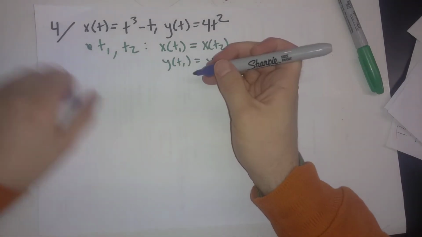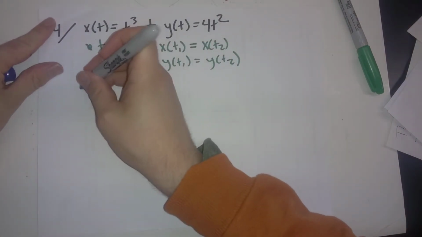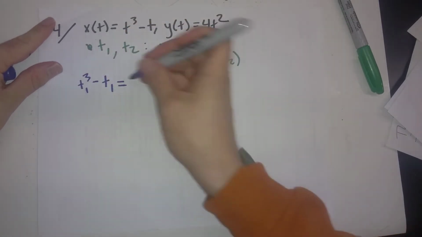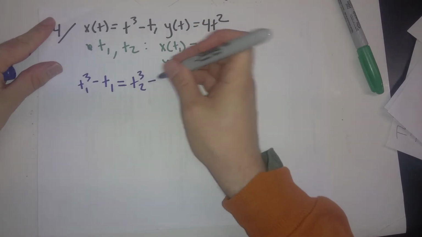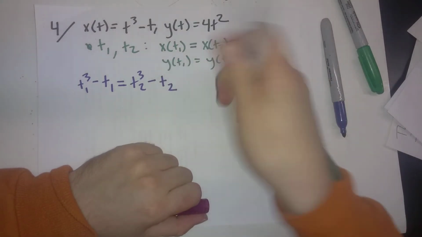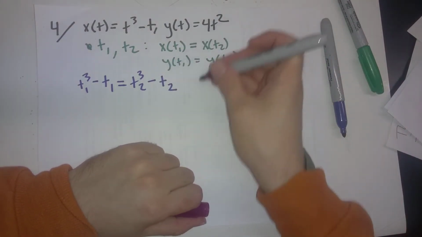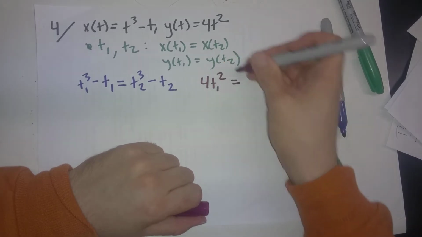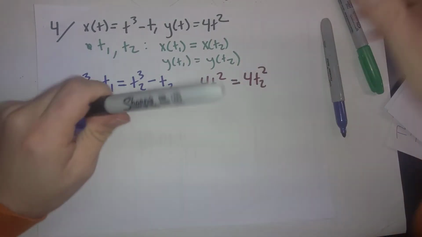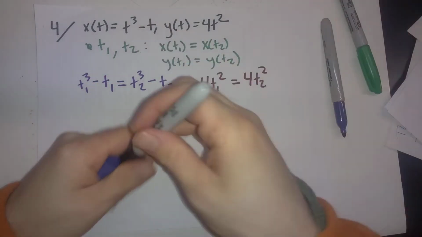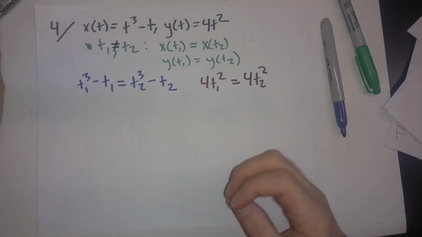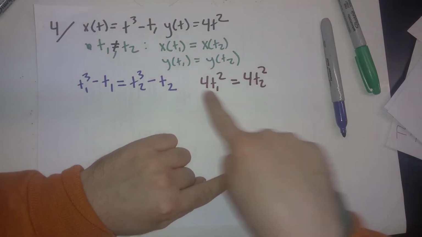And so from the first equation, x of t1 would be t1 cubed minus t1 is equal to, plugging in t2, t2 cubed minus t2. And when we plug in t1 and t2 for y, we end up with y of t1, 4t1 squared, is equal to y of t2, 4t2 squared. I should make it clear that we are going to require that t1 and t2 are different. That's going to be important in just a moment, because let's solve this equation here.